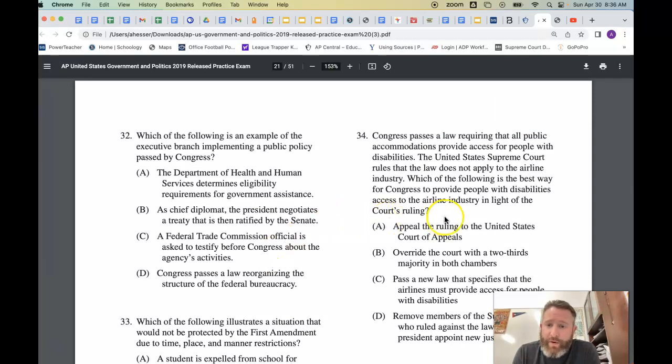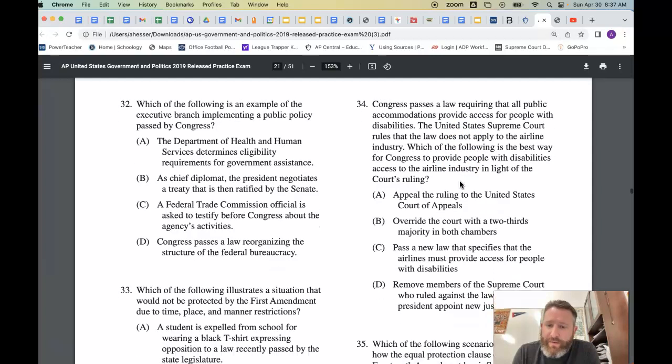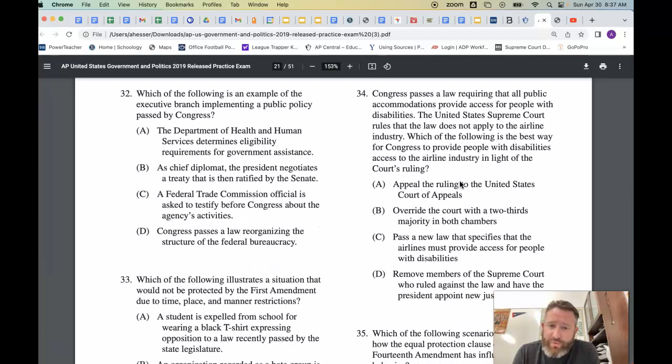Congress passes a law requiring that all public accommodations provide access for people with disabilities. The United States Supreme Court rules that the law does not apply to the airline industry. Which of the following is the best way for Congress to provide people with disabilities access to the airline industry in light of the court's ruling? So this is ultimately a question. It's like a specific scenario, but it's a question about checks and balances, about how the court interacts with Congress, about what each branch can do.